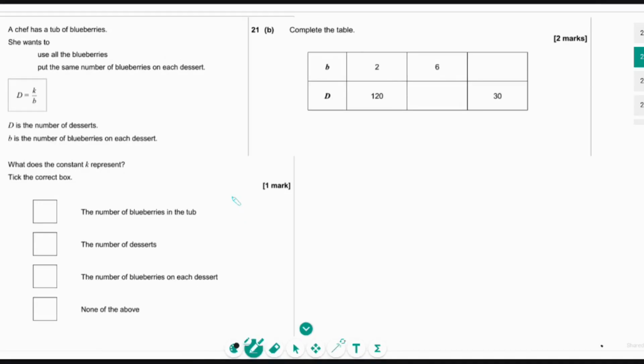The chef has a tub of blueberries. She wants to use all the blueberries. Put the same number of blueberries in each dessert. D is equal to K over B. D is the number of desserts. B is the number of blueberries on each dessert.